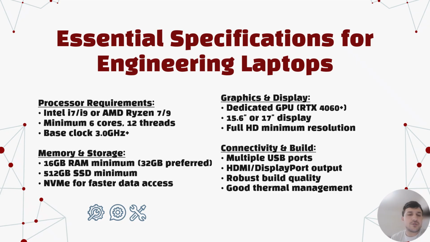The minimum cores here come with 6 cores and 12 threads, but let's look at 10 plus cores, and the base clock for these processors is 3 GHz. Let's look at 4.8 GHz. Graphic displays had a dedicated GPU, RTX 4060, with a display of around 15 to 17 inches and full HD minimum resolution.